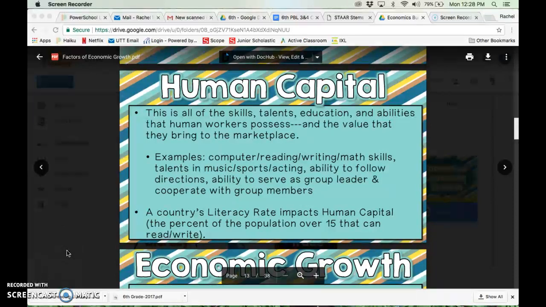So a country's literacy rate impacts human capital, the percent of the population over 15 that can read and write. So most people in the United States that are over 15 can read and write, therefore our literacy rate is high, and that helps our human capital out. But in third world countries where their literacy rate is low, they're going to have a lower level of human capital because they don't have access to as much education. So since you have access to a good education here in America at the Innovation Academy, you're going to be more likely to help out our country's human capital as you learn all these different skills.